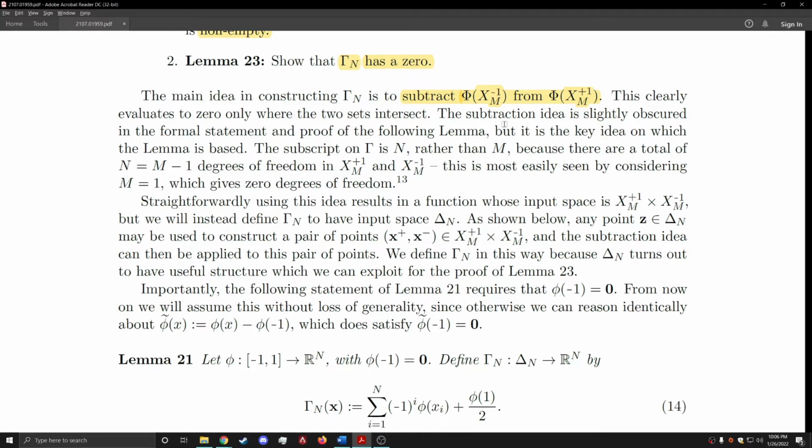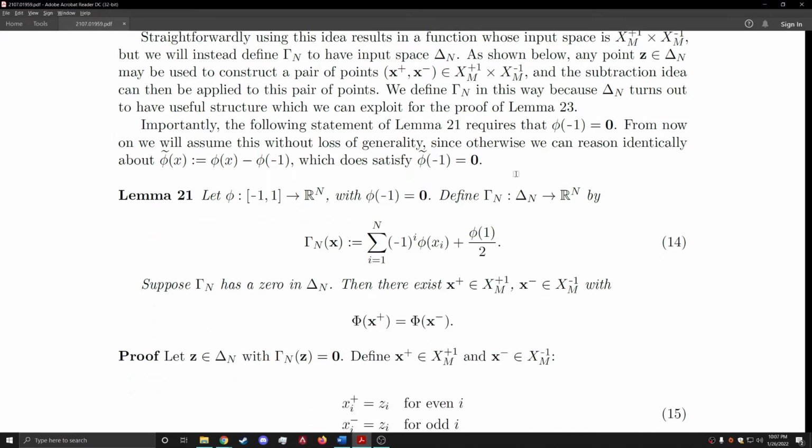So we are going to be dealing with the idea, oh yes, the subscript is on gamma instead of n because it's going to have n, which is m-1 degrees of freedom, inside of these two sets. We can see this by thinking about m equal to 1, where if they're the same, they're the same. If they're not the same, they're not the same. It's 0 degrees of freedom.